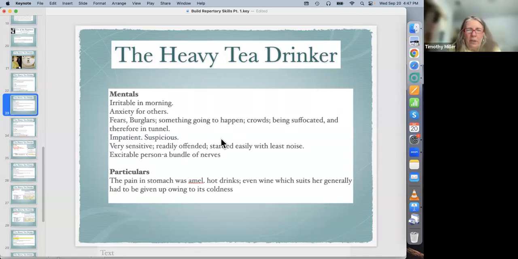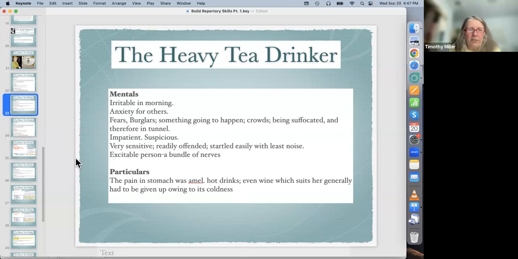Irritable in the morning, anxiety for others, here's some fears, burglars, and so on. Impatient, suspicious, very sensitive, readily offended, startling easily with the least noise. On the whole, an excitable person, a bundle of nerves. Finally, the particulars. The pain in the stomach, ameliorated by hot drinks. Even wine, which suits her generally, had to be given up owing to its coldness.